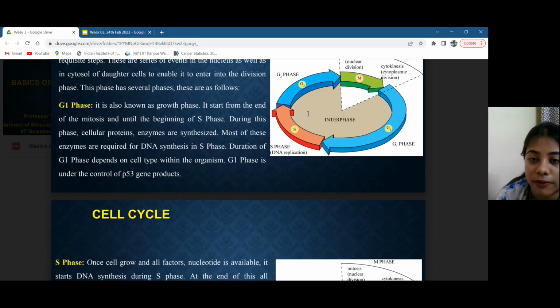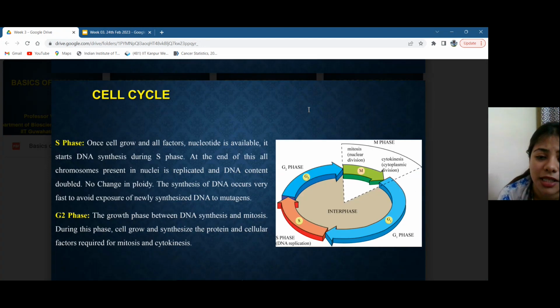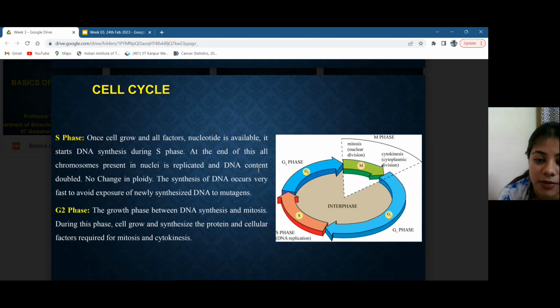So that's a very, very important contributing factor. Then comes the S phase. After G1 phase comes the S phase, where S is for synthesis. During this phase, DNA synthesis is carried out, and all of the chromosomes present in the nuclei are replicated.